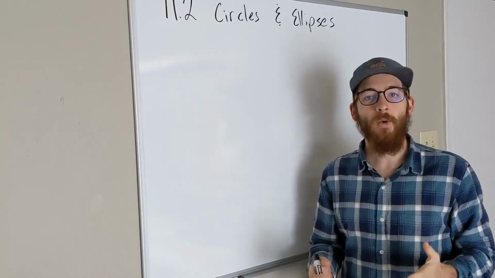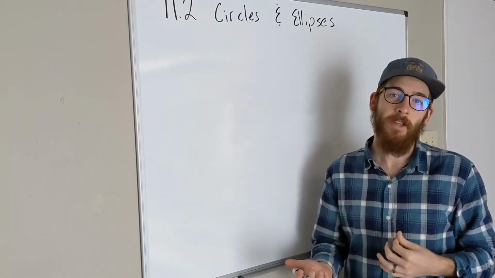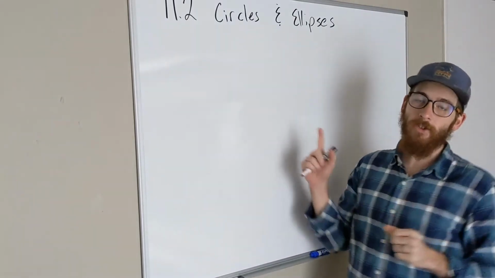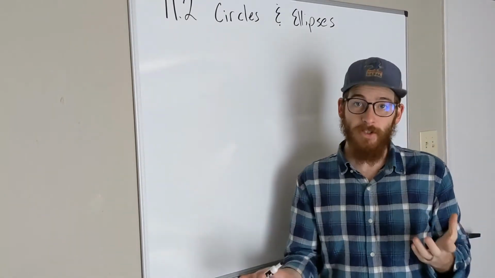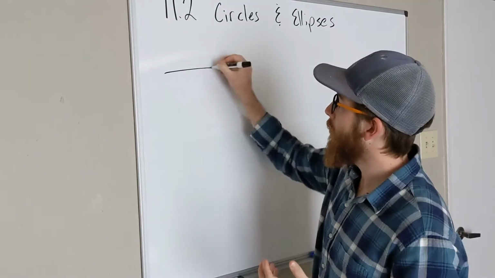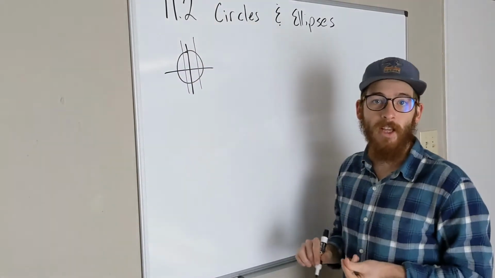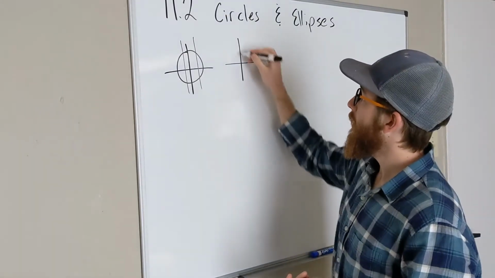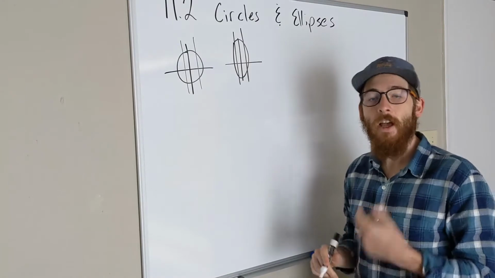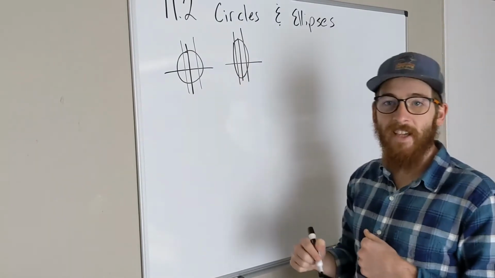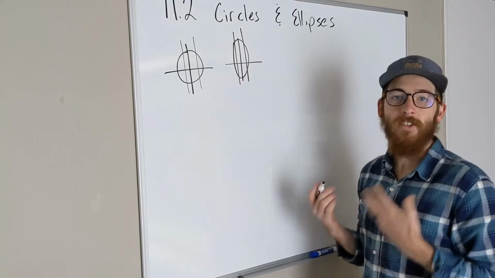We've been looking at quadratic functions, which is y equals some x squared piece. But in 11.2, we're going to look at circles and ellipses, and this is a little bit different because they're not functions, right? A circle is not a function because it fails the vertical line test. An ellipse is not a function because it fails the vertical line test. But in these cases, the circle and ellipse do have x squared.